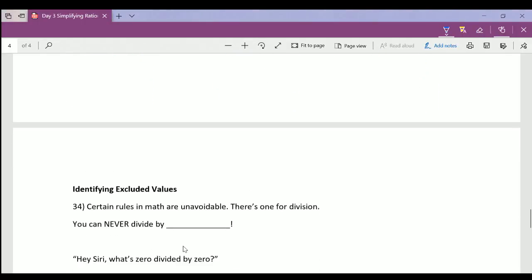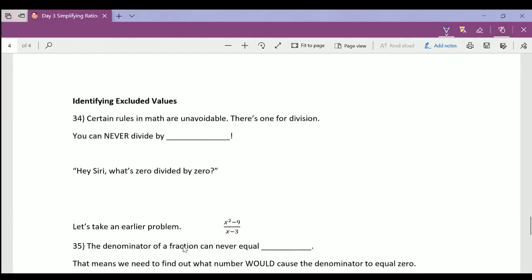All right, we'll skip over the rest of those. Now, certain rules in math are unavoidable. There's one for division: you can never divide by 0. In my classroom, I like to just give an example. Siri, if you've got an Apple device, does have a nice little statement in there.